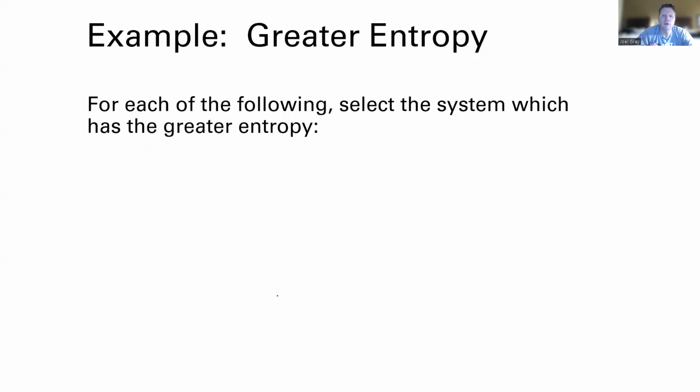Okay, so for each of the following, select the system which has the greater entropy. As we begin to look at this, there are some fundamentals to keep in mind. An example of a system that has greater entropy is a gas versus a liquid. So a gas has greater entropy than a liquid. A liquid has greater entropy than a solid. So let's look at a couple of these examples.